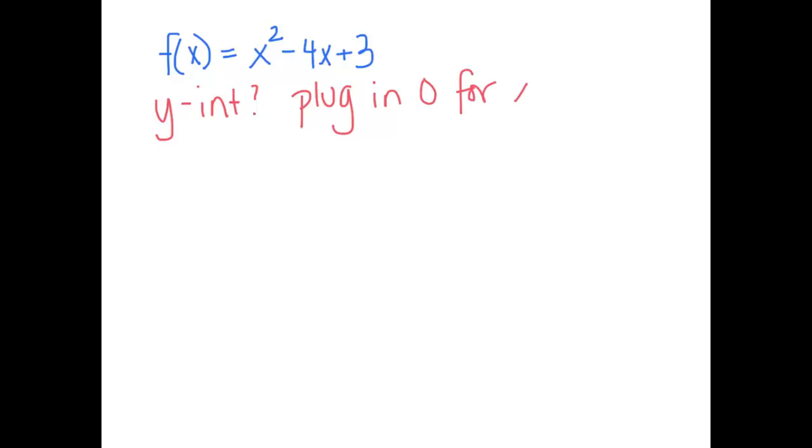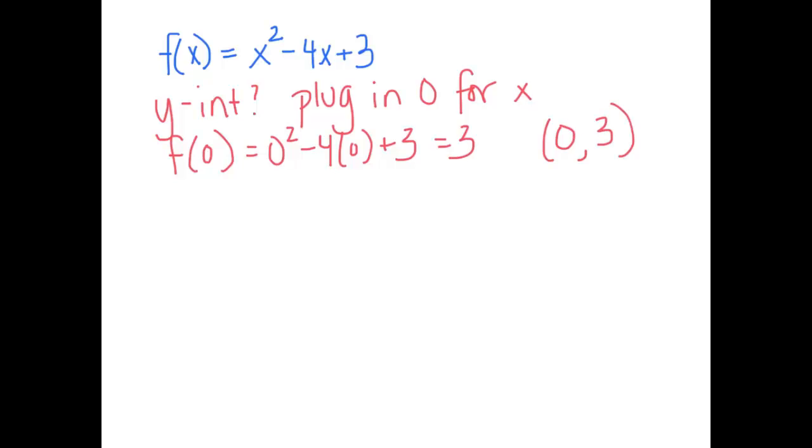Just like we would do with any other function. f of 0 is 0 squared minus 4 times 0 plus 3, which is 3. Our y-intercept was (0, 3). You might have noticed that we actually already knew that point from the previous slide.